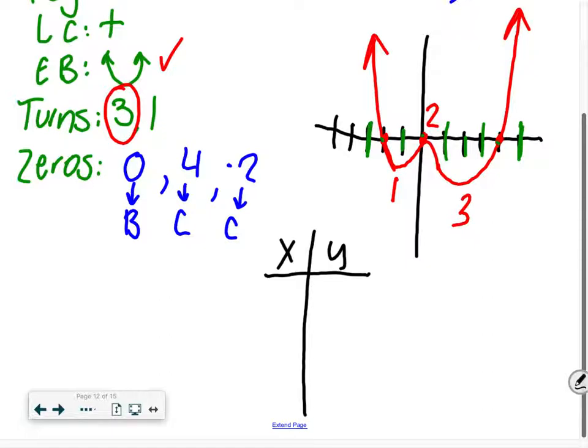My X values are these green dashes. I have -3, -1, 1, 2, 3, and 5. Okay, does everybody know how to figure out which numbers to use?